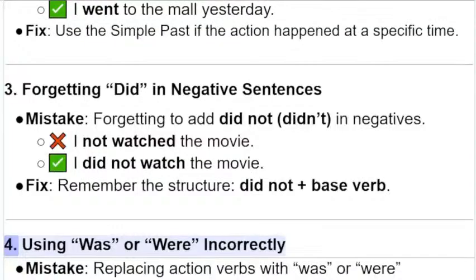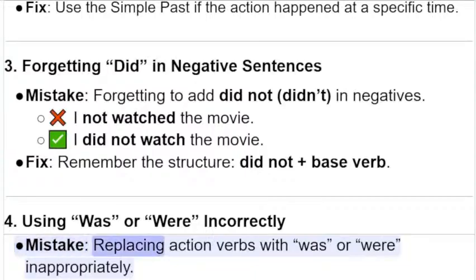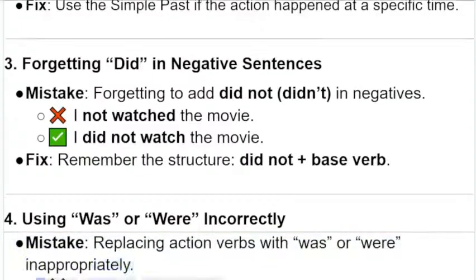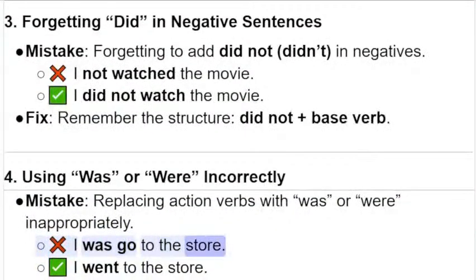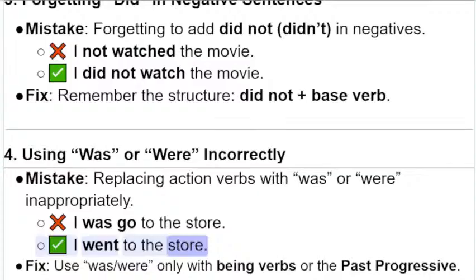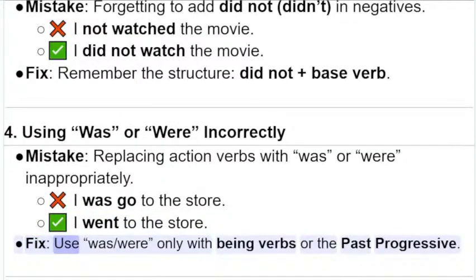4. Using was or were incorrectly. Mistake: replacing action verbs with was or were inappropriately. I was go to the store. I went to the store. Fix: use was or were only with being verbs or the past progressive.